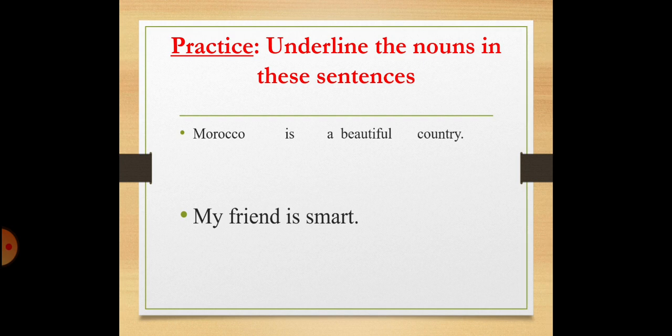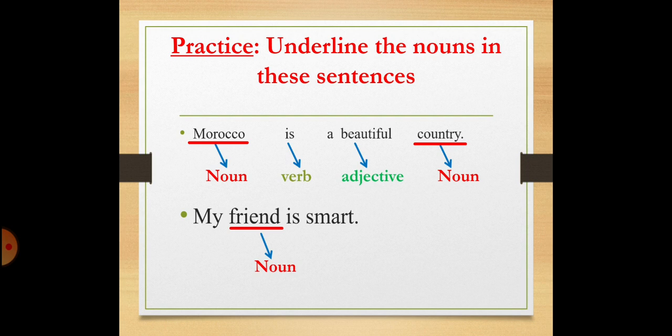So my first sentence is, Morocco is a beautiful country. Let's underline the nouns here. Morocco is a place. So we know Morocco is a noun. Is is a verb. Beautiful, this is a description. It's an adjective. Country is a place. This is also a noun.